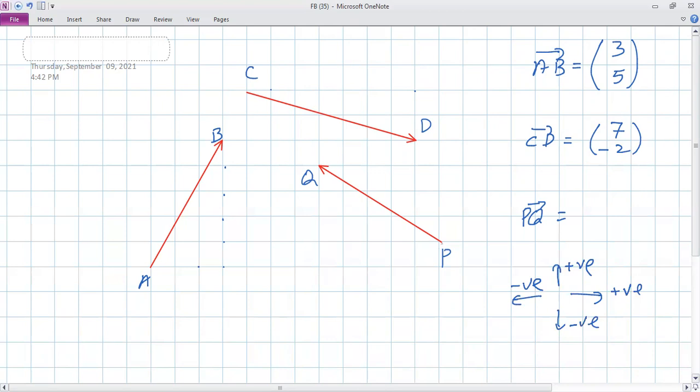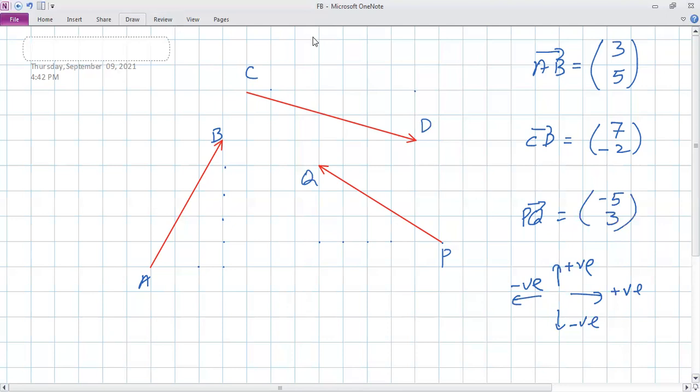Now if you have to write PQ, so what will be? 1, 2, 3, 4, 5. Now 5 steps you took horizontally but on the left side, so it will be -5. Then vertically how many? 1, 2, 3. So PQ is (-5, 3).